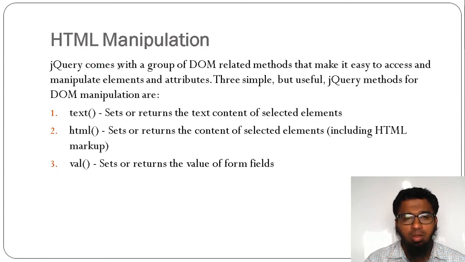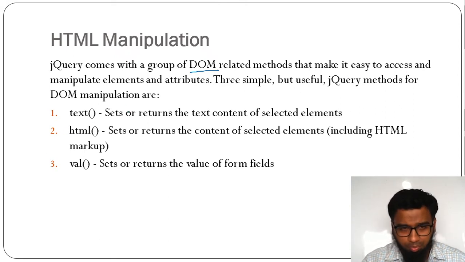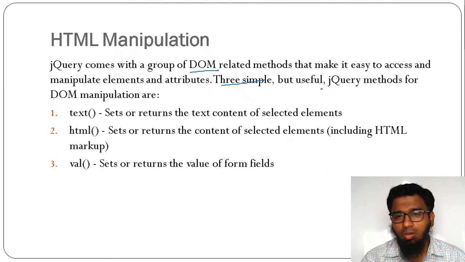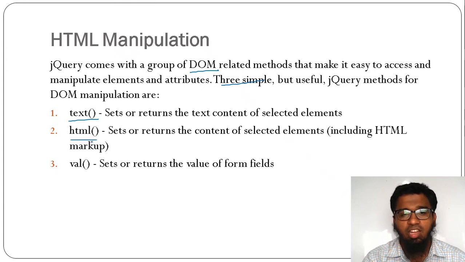jQuery comes with a group of DOM, document object model, related methods that make it easy to access and manipulate elements and attributes. Three simple but useful jQuery methods for DOM manipulation are: first one is text, second one is HTML, and third one is value. Text sets or returns the text content of the selected element.